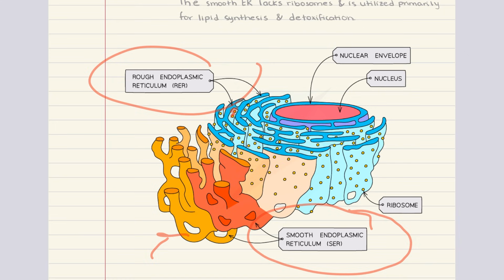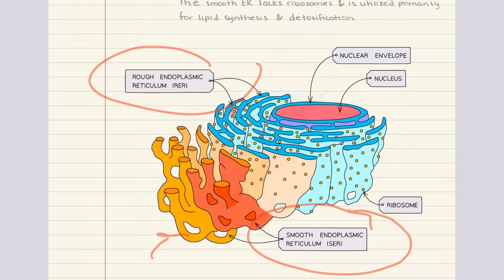It's involved in lipid synthesis, including the production of things like phospholipids and steroids. It also plays a role in detoxifying drugs and poisons, especially in liver cells. And in certain cells, it can help regulate calcium ion storage and release.